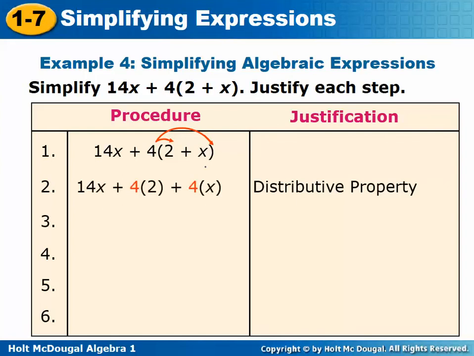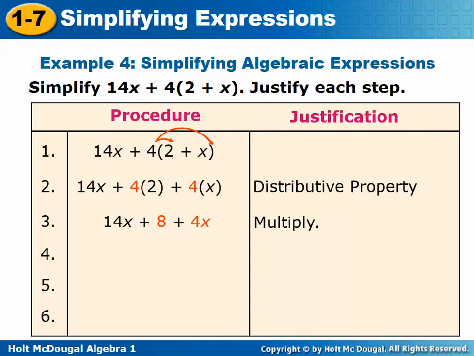And when we do the distributive property, we take 4 times 2, and then we take 4 times x. Then we simplify, and we go ahead and figure out what is 4 times 2, and what would 4 times x be, and we just write our simplified answer there. 14x plus 8 plus 4x.